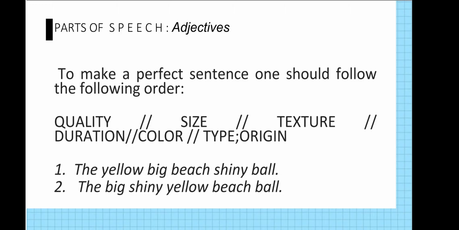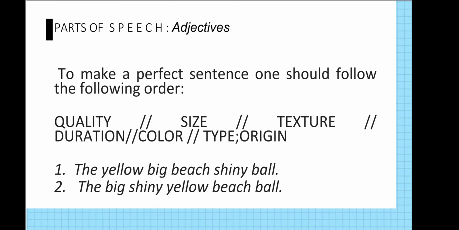Okay? So, what is lacking here? Of course, the very first one you must use is the determiner or the articles. Ano yon? We have the, the, an, a, and etc. Those are our determiners or article. After the determiner or articles, let's then proceed with the quality, the size, the texture, duration, color, and the type or origin.